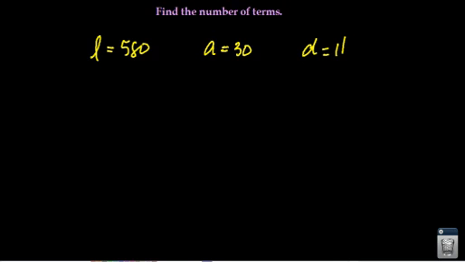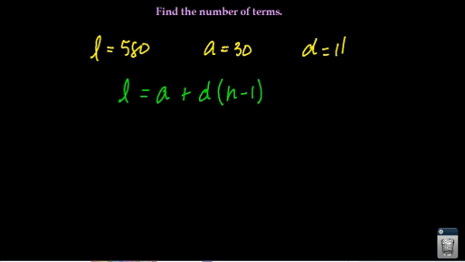So last lesson we learned that there were three different formulas we could use. Two were summation and one was the last term. Since I don't know the sum and I don't know the number of terms, I can't use the summation formula. So that forces me to use this last term formula. And if you'll remember, that last term formula is the last term equals the first term plus the common difference times the quantity number of terms minus 1.